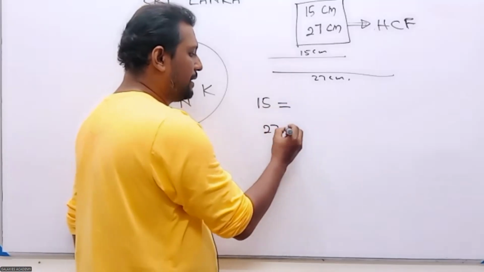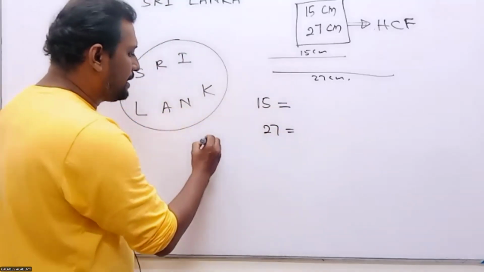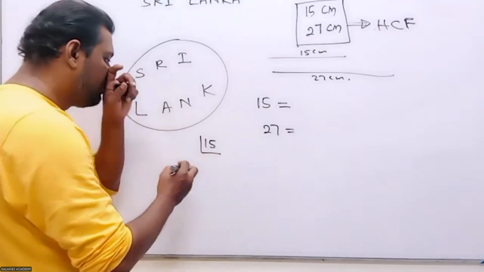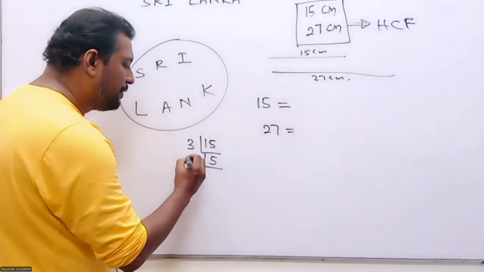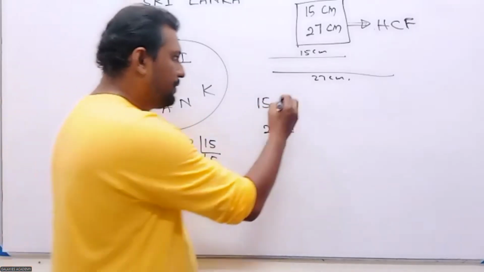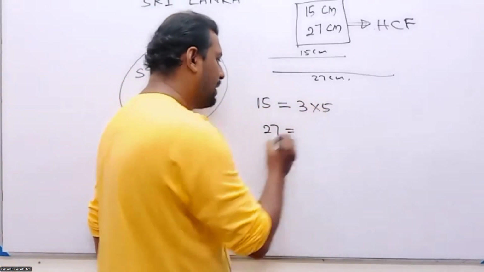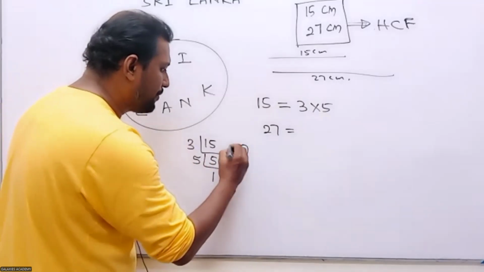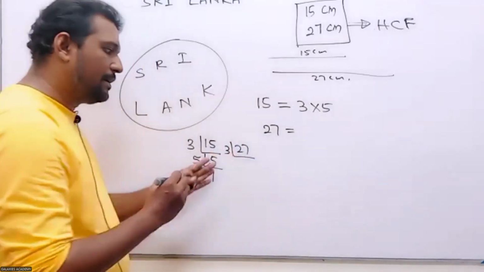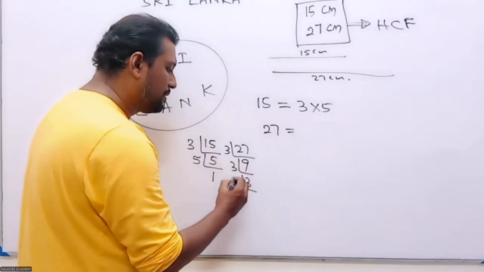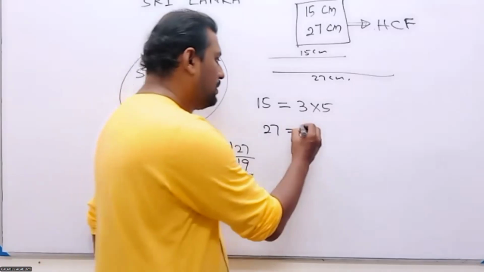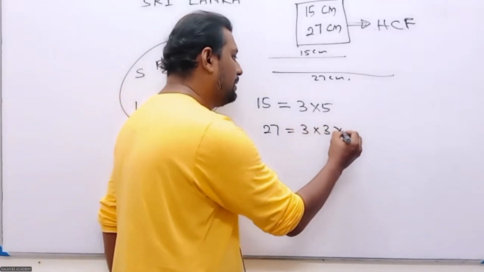15 and 27, no? 15 I can write as the product of prime numbers. We can divide by 3, 5, 5 divide 5, 1. So 15 we can write 3 multiply 5. 27 also we can write. We can divide by 3, 9. 9 divide 3, 3. 3 divide 3, 1. So 3 multiply 3 multiply 3.